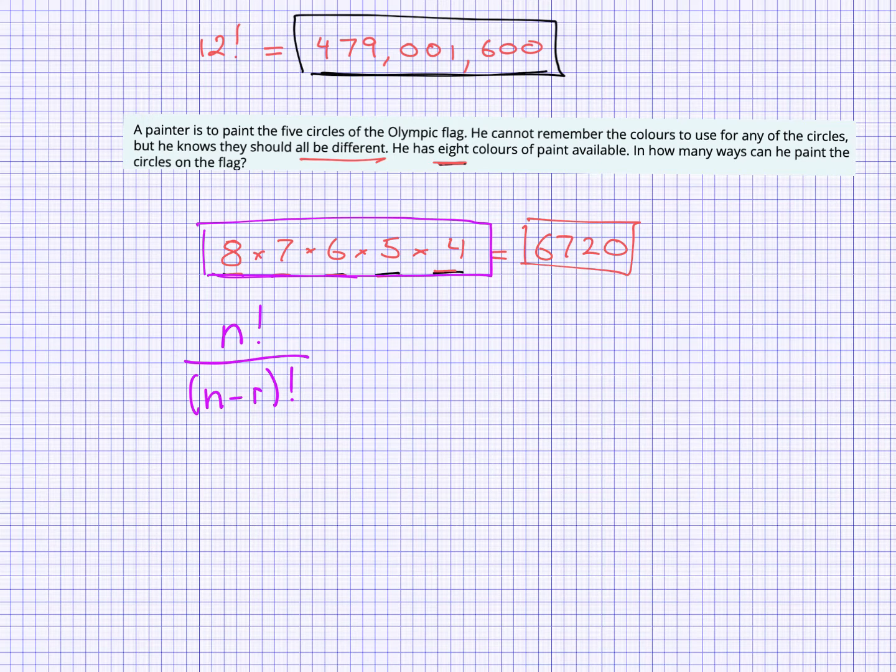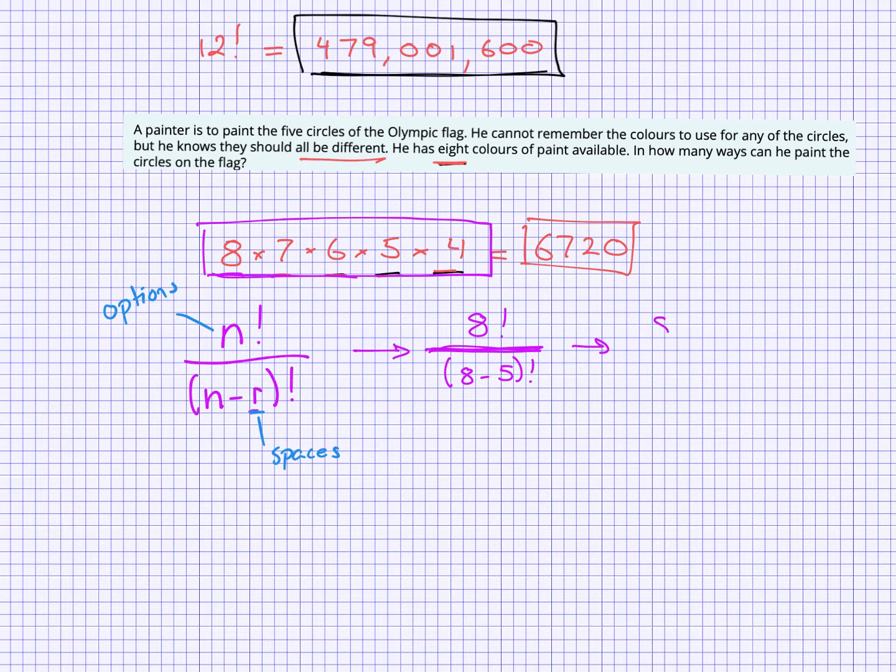Okay, so n is the number of total options available. So in this case, it would have been 8 factorial. r is the number of spaces you have. Okay, so I'll annotate that for you. Options, spaces. Okay, so in the denominator, we have the full number of options, which is 8 factorial. In the numerator, I have 8 minus 5 factorial.